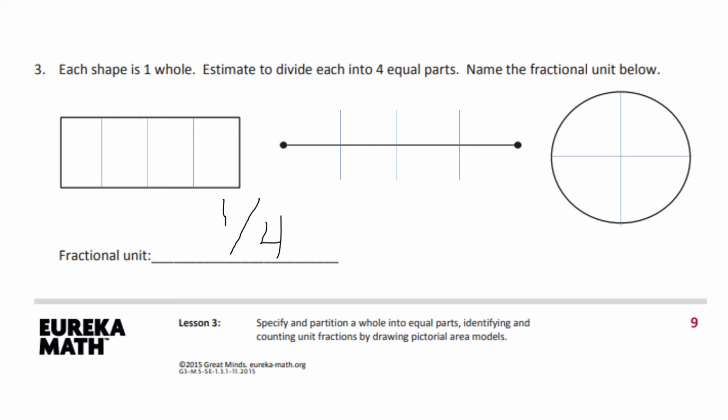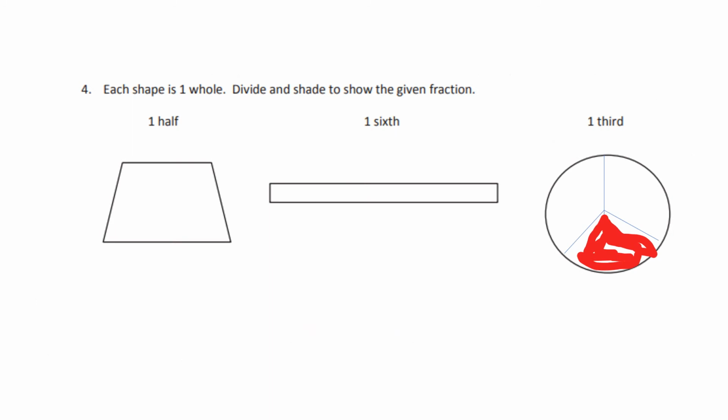And let's move on to the next problem. So since each shape is one whole, divide and shade to show the given fraction. So, as you can see in this one, I did the circle. And I colored in 1/3. Tried to make them as best as I could, because remember we went over doing it on a computer is a little bit trickier than doing it on paper. So you are going to do the trapezoid with 1/2 and the long skinny rectangle for 1/6.